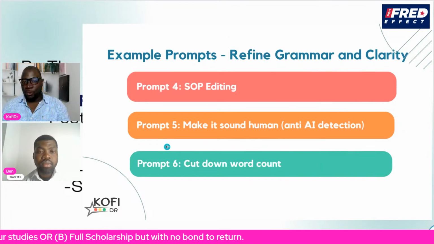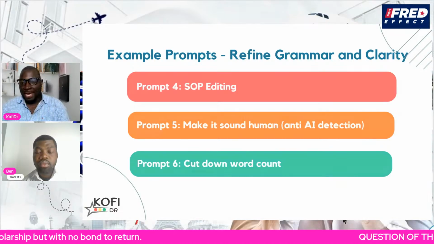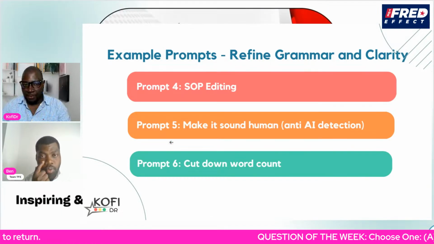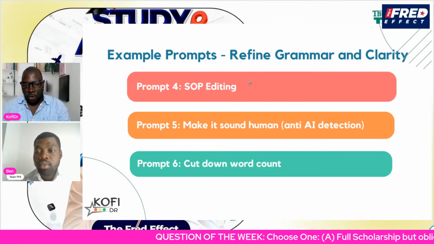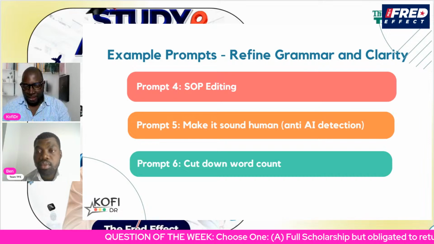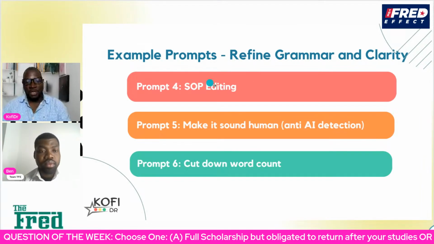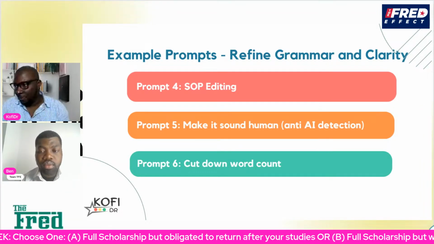The next will be using AI for your SOP editing. So you want to refine your grammar and provide clarity. SOP editing. So what this means is that your SOP is already written. You want AI to help you edit your SOP. So let's look at some of the prompts for that.